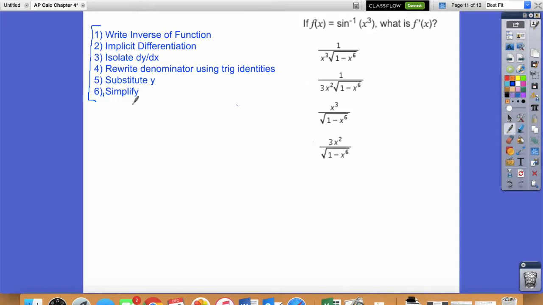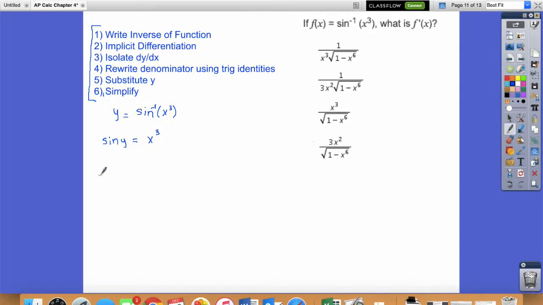First thing we're going to do is write my problem. We're going to have y equals the inverse sine of x cubed. Then we're going to switch the x and the y. So that ends up giving us sine y equals x cubed. Make sure that when we do the inverse and they flip, this no longer is an inverse, it's just sine y.